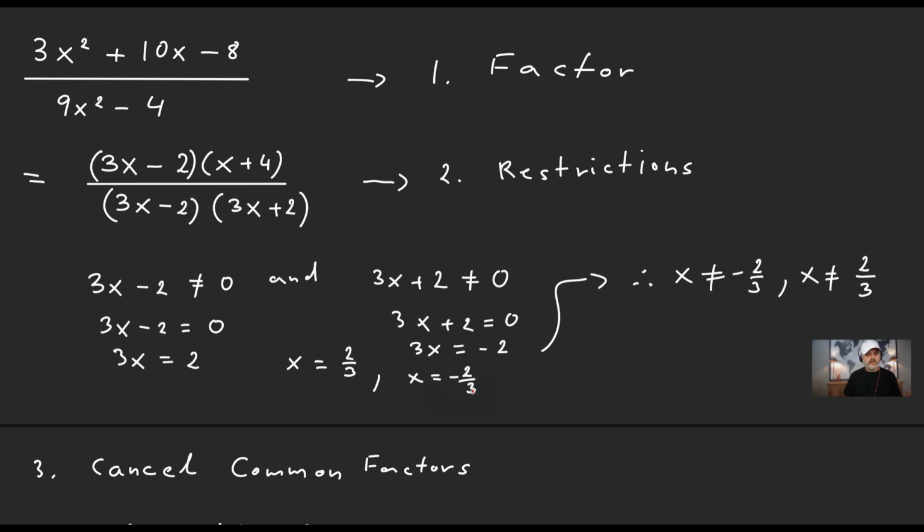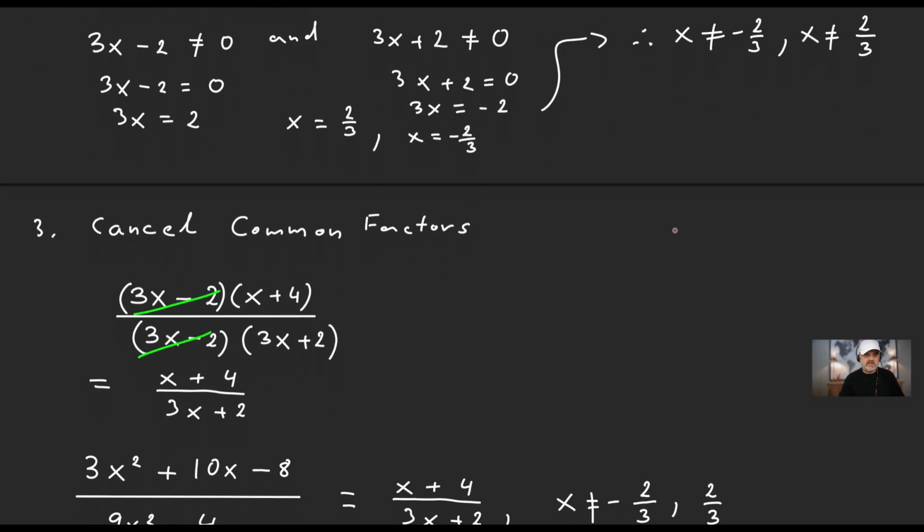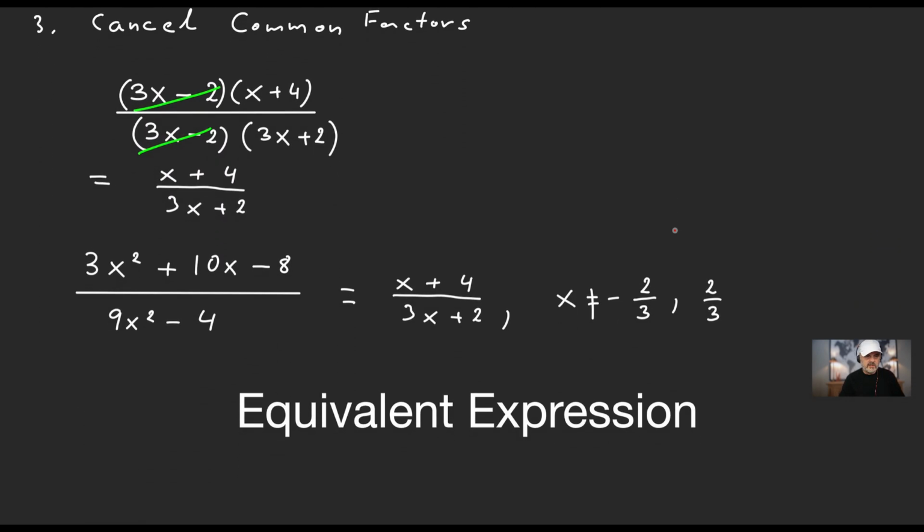So we have found 2 roots, but remember, we wanted to say not equal to 0 for both. Therefore, x is not equal to negative 2 over 3, and x is not equal to positive 2 over 3. So those are the restrictions. So we have 2 steps: step 1, done. Step 2, done. And now we have to take the third step, which is to cancel common factors. So let's do that.